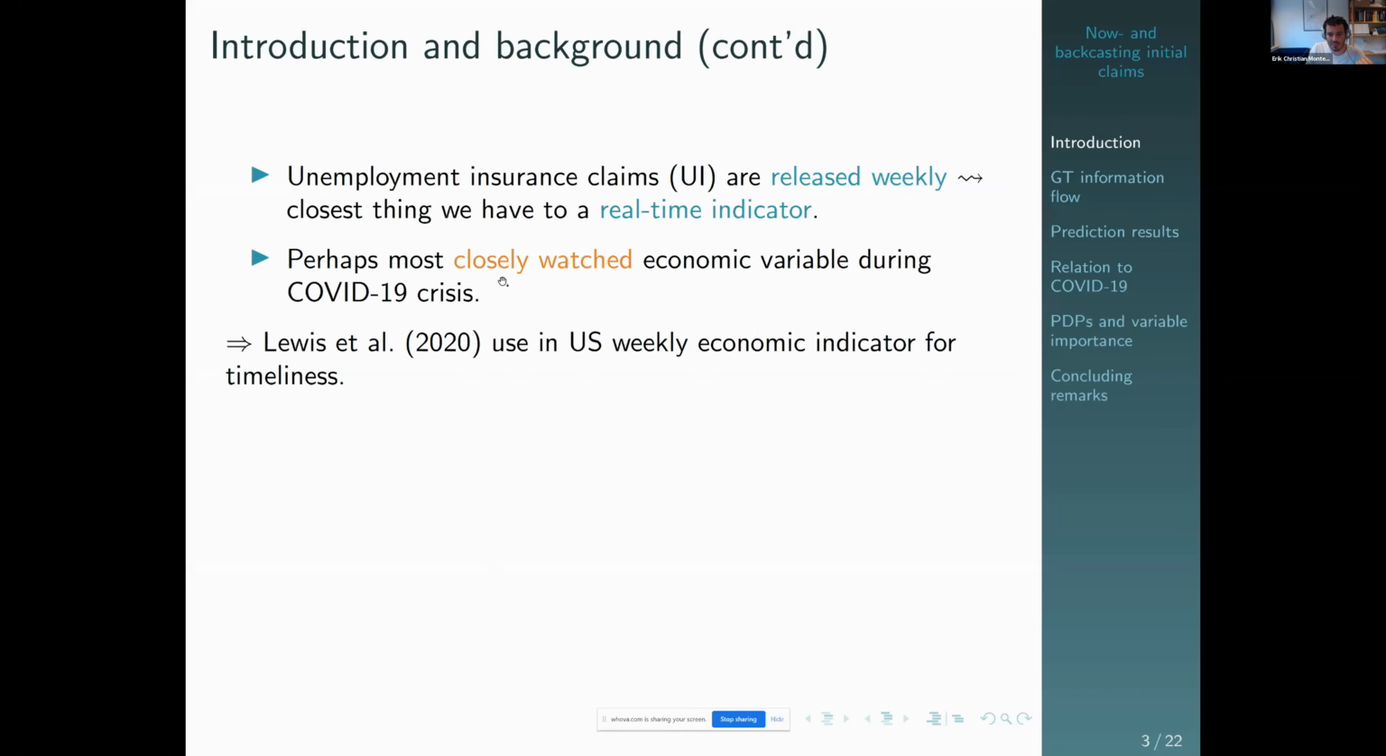Because of that, it was probably one of the most closely watched economic variables, particularly during the beginning of the crisis, although you still see it on the front of the Wall Street Journal recently, because it was far away from consensus expectations. Particularly at the beginning, it was incredibly important because it was the most real-time indicator we had. It's also been used by Lewis et al. as one of their most important series for constructing this weekly indicator.